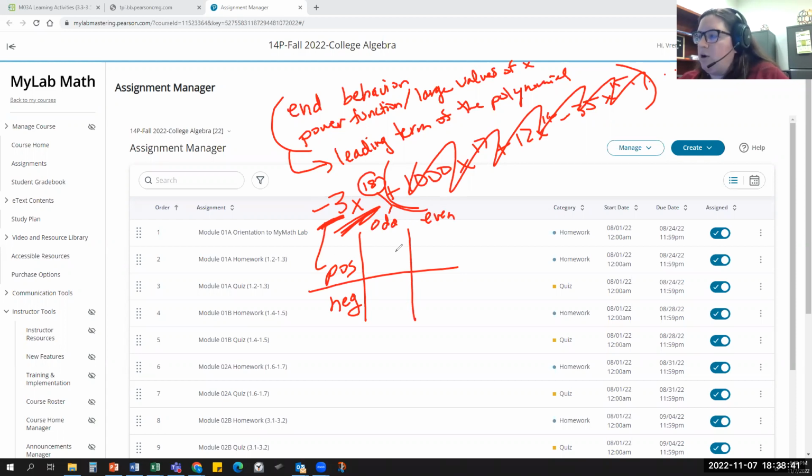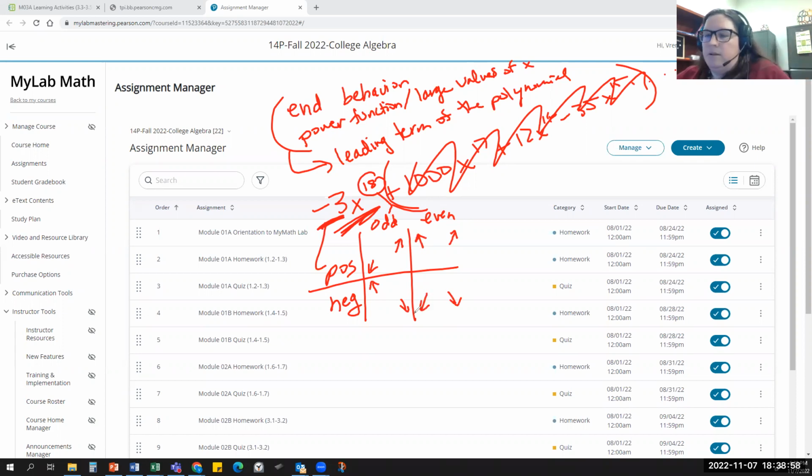So a positive coefficient, the right side is going to go up. Negative coefficient, the right side is going down. An odd degree, the two sides are going to be opposite. So the left side is going to do the opposite of the right side. Even degree, they're going to match.